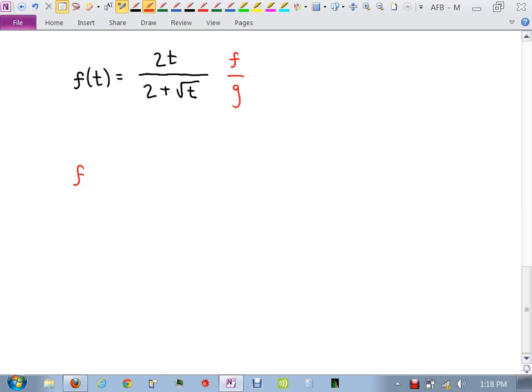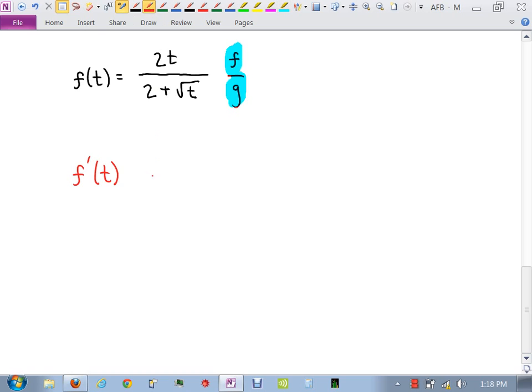So f prime of t, and someone might argue with me that this is bad notation, using f and g, because f is already defined as my function. But without loss of generality, in other words, without being too picky about it, I'm just making sure we understand that's the pattern we have, f over g, quotient rule.